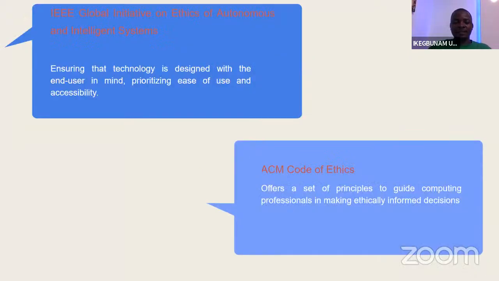Now, these are the bodies and the guidelines that have already been put in place for us to follow while building applications that integrate ethics in technology. First, the IEEE Global Initiative on Ethics of Autonomous and Intelligent Systems. The IEEE is a body ensuring technology is designed with the end user in mind, prioritizing ease of use and accessibility.